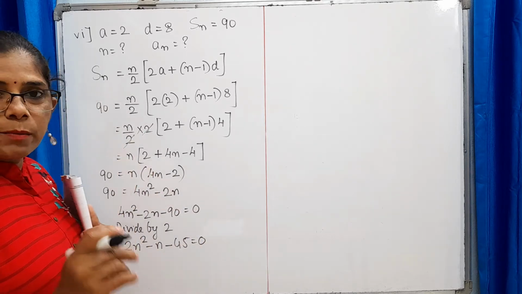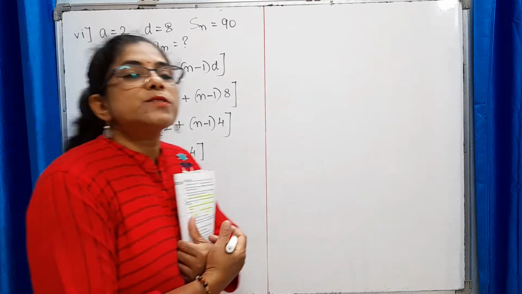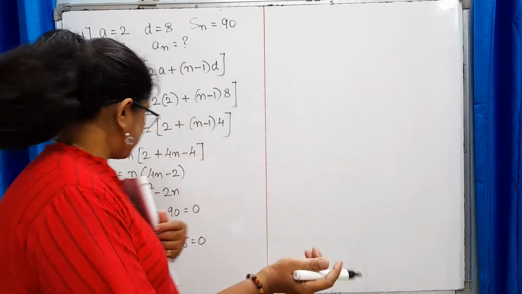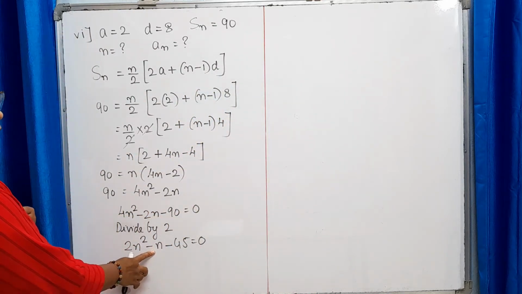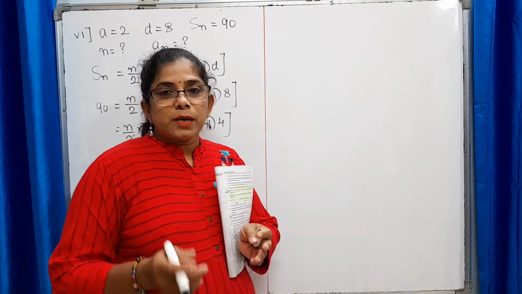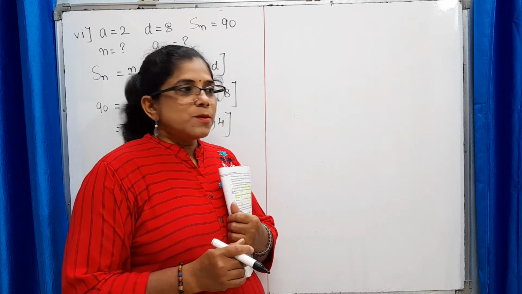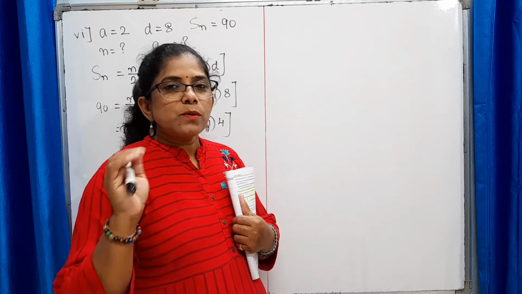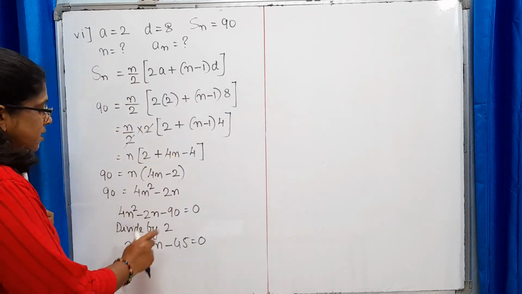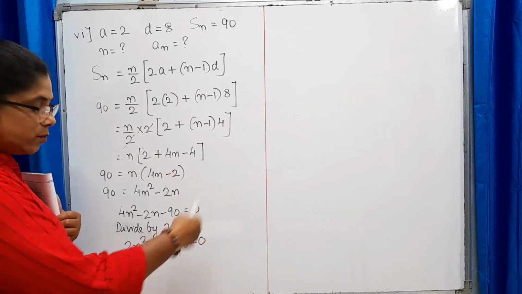Now we have to split the middle term. How? 2 into minus 45 is minus 90. Our product is minus 90 and difference is 1. How to split the middle term? Even in 10th standard, students face problem here. So I will share one link of how to solve the equations. In that you will understand how to split this middle term. You can check the link in the description box later. So now let's solve this.